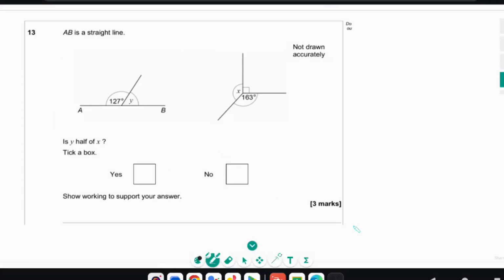AB is a straight line. Is y half of x? Okay, let's work out what x and y are first. Angles on a straight line add up to 180. 180 take away 127 is 53. Angles around a point add to 360. This right angle means this is 90 degrees. Well, let's just take everything off of 360. 360 minus 90 minus 163.